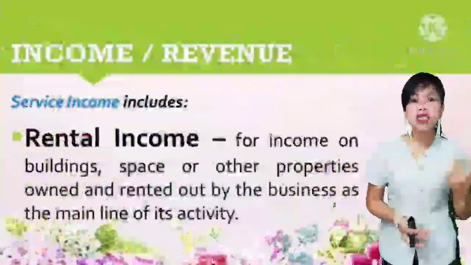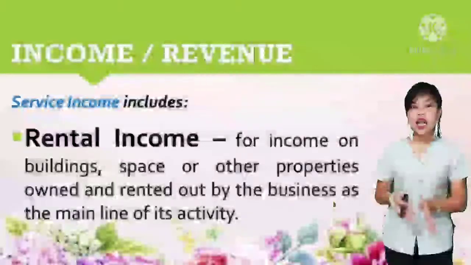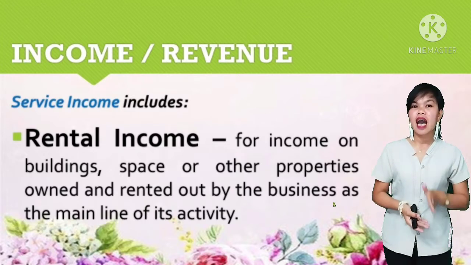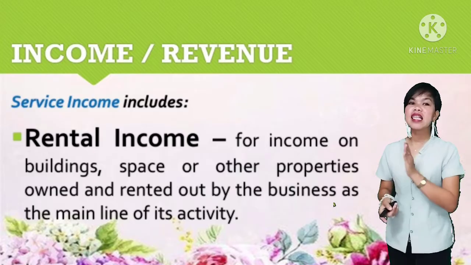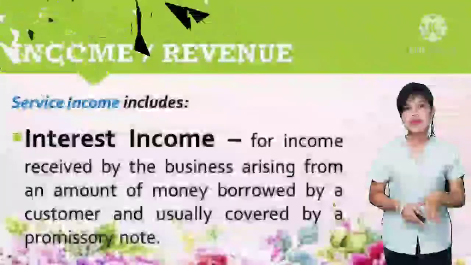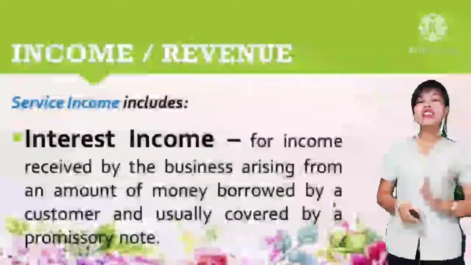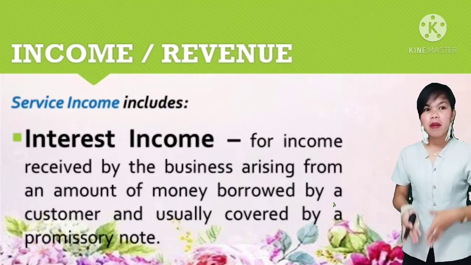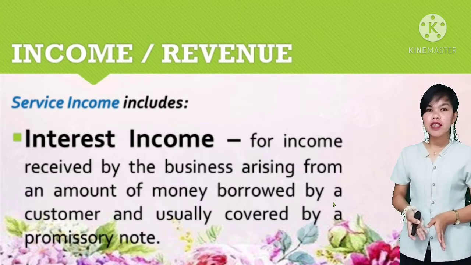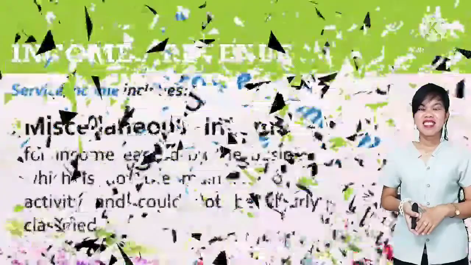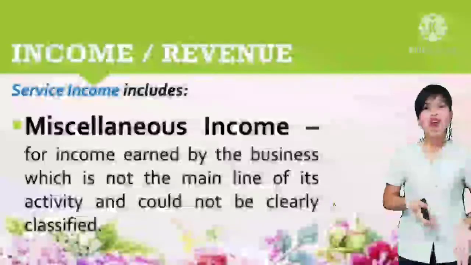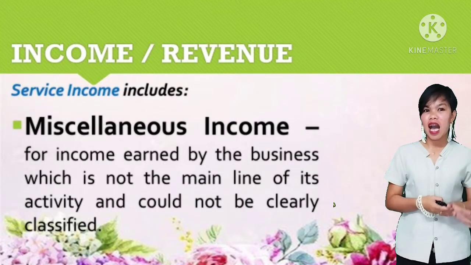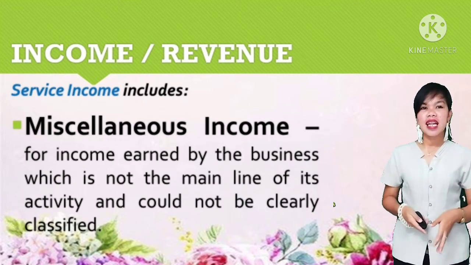And if we say rental income, of course, it is an income on buildings, space, or other properties owned and rented out by the business as the main line of its activity. And then interest income is income received by the business arising from an amount of money borrowed by a customer and usually covered by a promissory note. And then miscellaneous income is income earned by the business which is not the main line of its activity and could not be clearly classified.